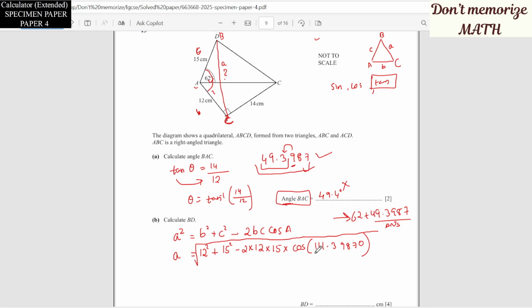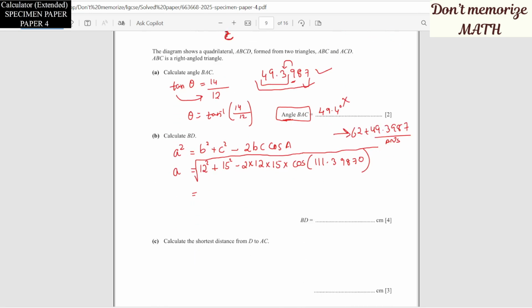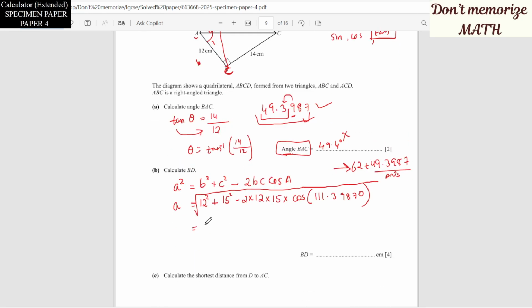You will get 22 point. This is the last part of this question. No, we have one more. So don't directly round. You can just write 22.36846, at least 4 or 5 digits, then round. This is a side. So side length you can write in 3 significant figures. So round and write. So you will get 22.4 centimeter. Okay. So the length of BD is 22.4 centimeter.